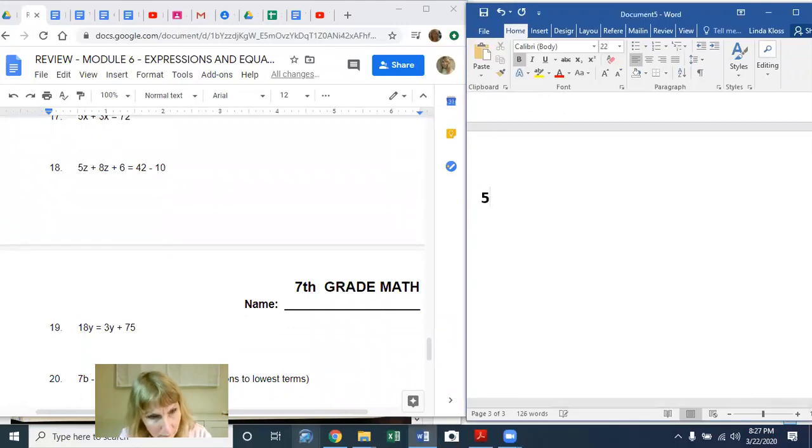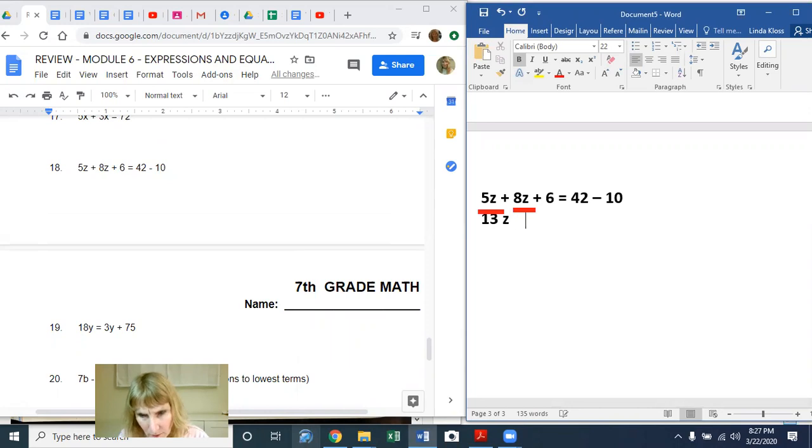So we'll rewrite it. 5z plus 8z plus 6 equals 42 minus 10. This one has a few extra steps. We do need to get the variable by itself, but we have a couple things to combine first. So I have to combine like terms. I have a 5z and an 8z that have to be combined because they both have a z. I can't combine them with any of the constants, however. So what is 5z plus 8z? Exactly, 13z.